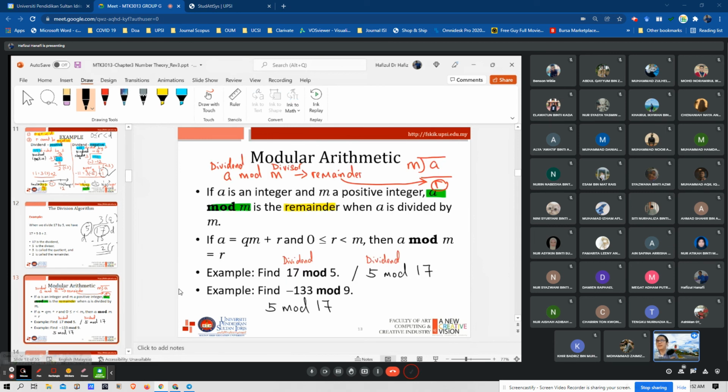And then we have modular arithmetic. If A is an integer and M a positive integer, A mod M is the remainder when A is divided by M. If A is equal to QM plus R and 0 is less than or equal to the remainder R, which is less than M, then A mod M is equal to R. For example, find 17 mod 5, and then 5 mod 17.